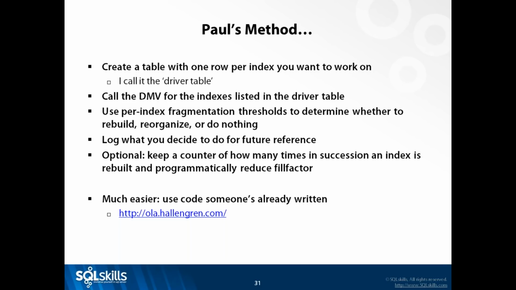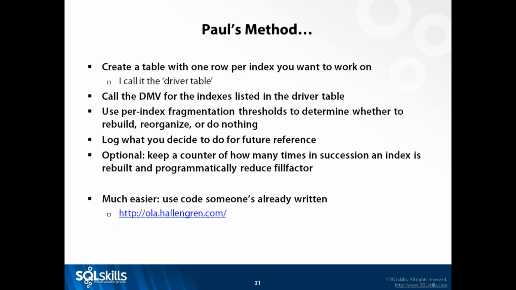For the DMV, index physical stats, I will only run the DMV on those indexes that we care about, because by definition, the other ones we don't care about. So why waste the CPU and IO running the DMV on those indexes? For each of those indexes, there's a threshold to determine whether to rebuild, reorganize, or do nothing. Okay? And then it keeps track of what the maintenance decided to do, so you can debug it in future.